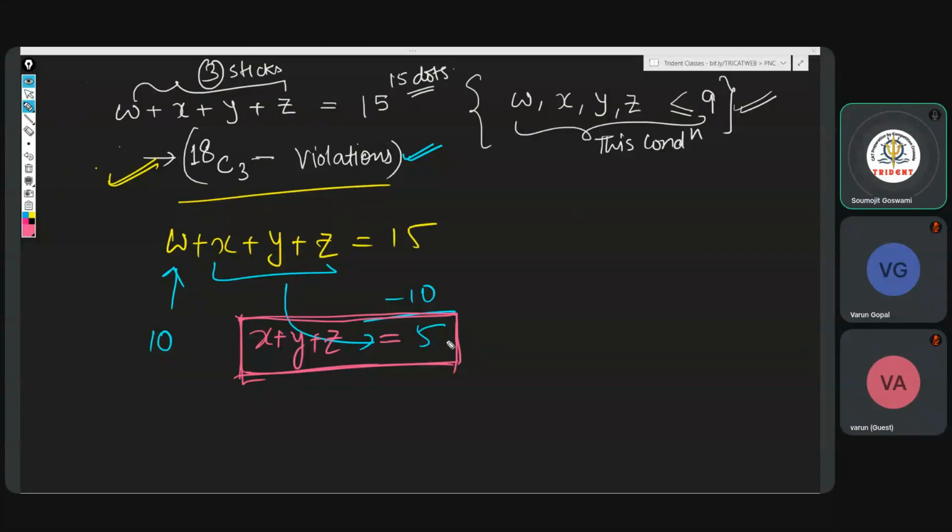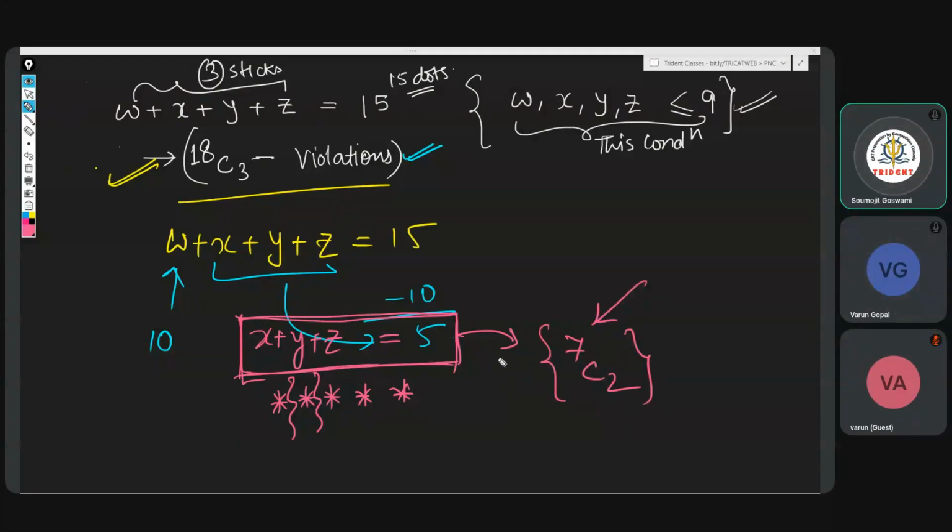And how many ways of arranging this? This is as good as 7C2. Because 3 variables, 5 numbers. So there will be 5 stars and 2 sticks. So the partition will be like that. 1, 2, 3, 4, and 5, and 2 sticks, right? So total 1, 2, 3, 4, 5, 6, 7. So 7 for that and 2 for the sticks. So 7C2.